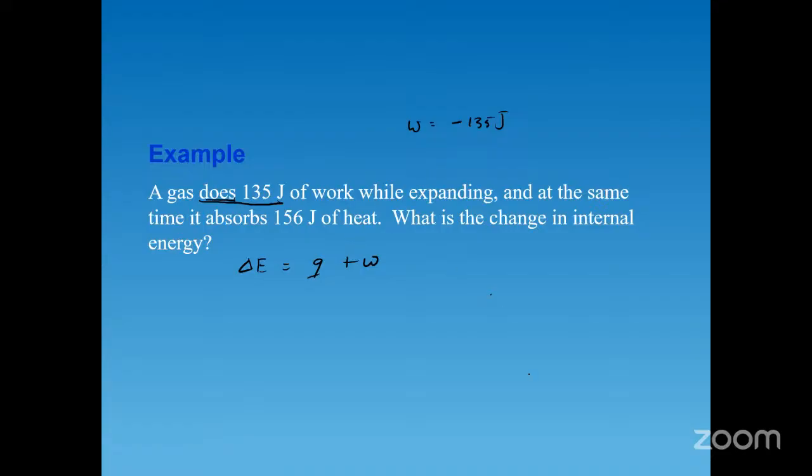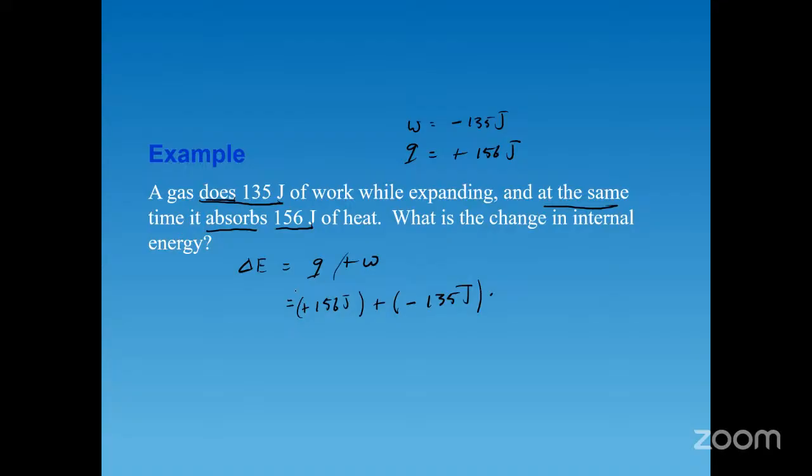And then it says at the same time, it absorbs 156 joules of heat, which means that Q, the heat, would be positive 156 joules. So that's what you have to keep in mind when you're doing this problem. So therefore, the answer here would be 156 joules plus minus 135 joules, which is the energy change due to work done by the system. So that would be 156 minus 135.